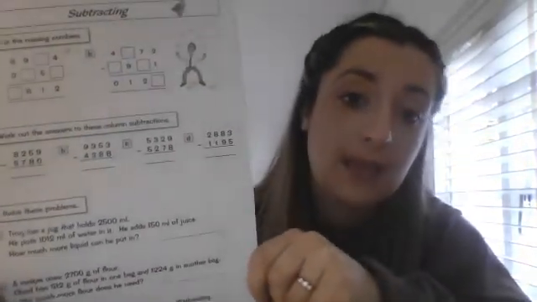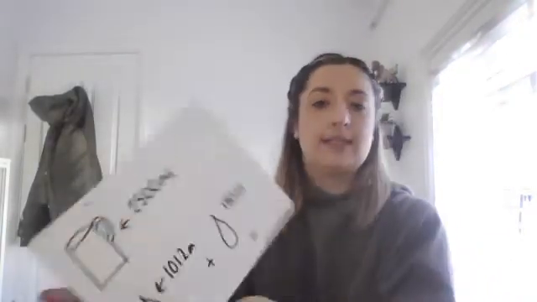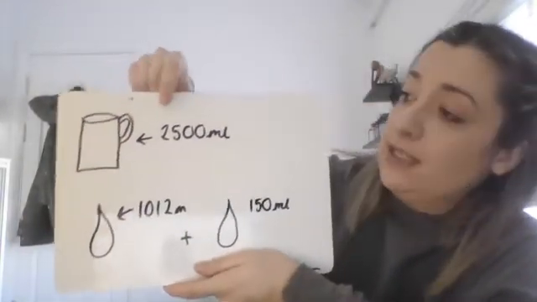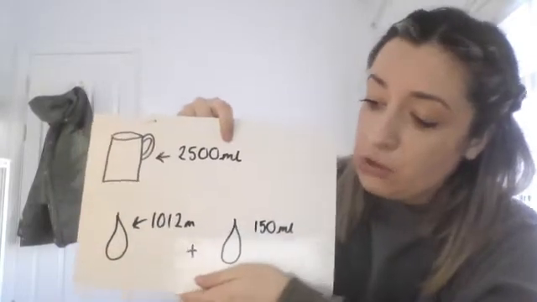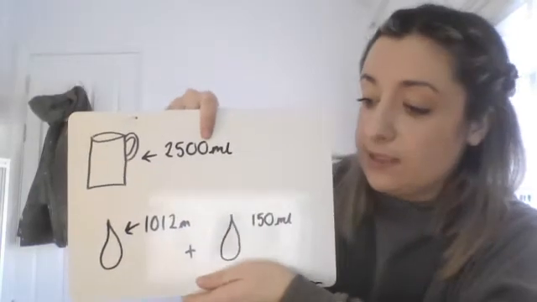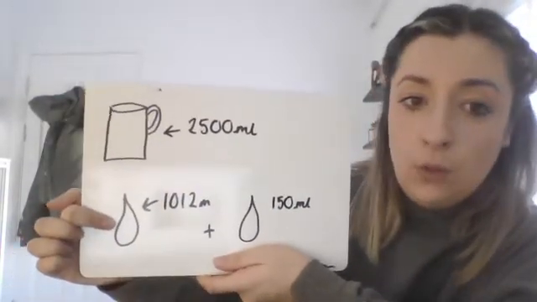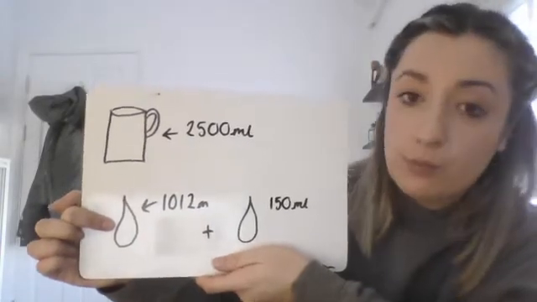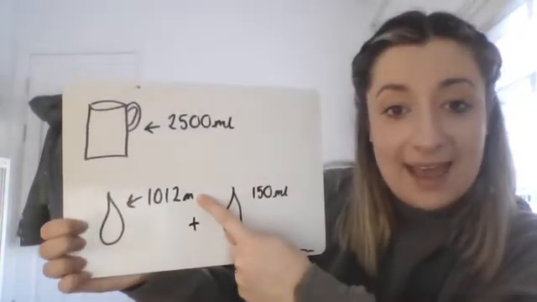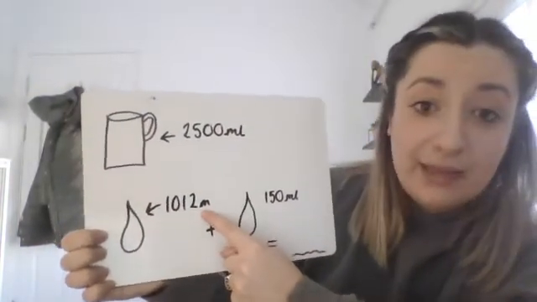Now that is a lot of information that's just been given to you. So first of all, what I've done to help me is I've done this. So I've got a jug and the capacity that it can hold, its full capacity is 2,500 millilitres. So Troy's jug could hold 2,500 millilitres. Now it said that he put in 1,012 millilitres of water. So I've put that here. I've just noticed that I've forgotten to put my L because that actually says 1,012 metres. I need to put my L in to show the right unit of measurement, that it's ml, millilitres.